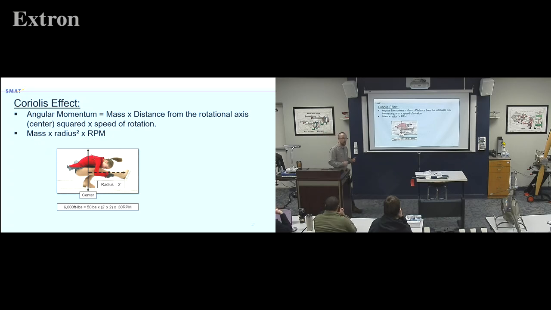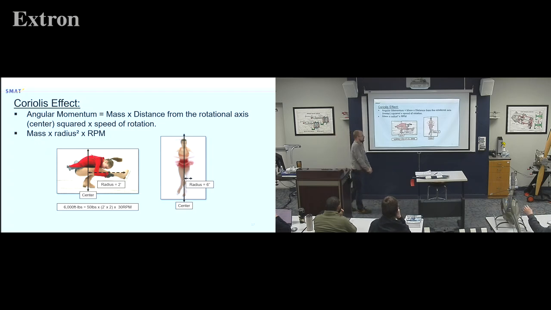All these skaters decide they want to show off, and so they're going to stand straight up, which does what to our Coriolis effect? Our radius just got a whole lot smaller. And because they're tinier people than myself, they decide that they're going to get even tinier, right? So now we have a 6-inch radius from the center of the mass.